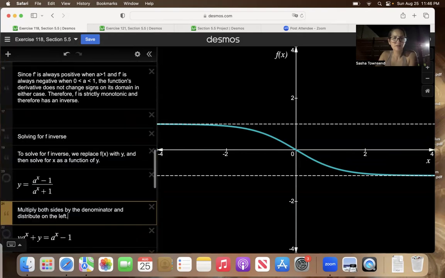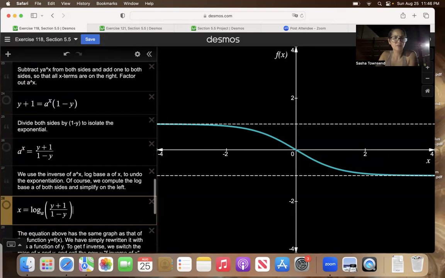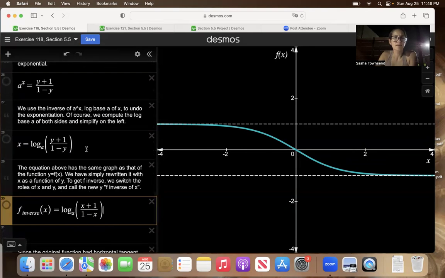We talked about solving for f inverse. We did all of these calculations on paper. And this is one thing I wanted to show you. I told you that if we just solve for x as a function of y, we get the exact same curve. So if I ask Desmos to graph x equals log base a of y plus 1 divided by 1 minus y, notice it's the same thing. I haven't changed anything at all. It isn't until I replace x with y and y with x, and then call the y f inverse, that I actually get the inverse function.